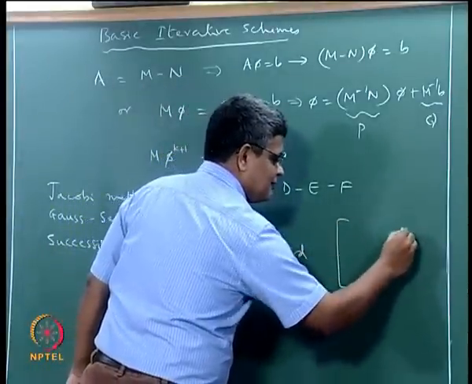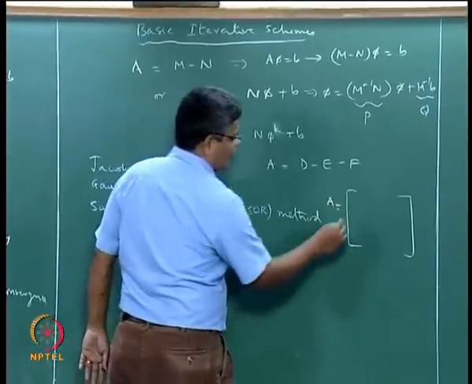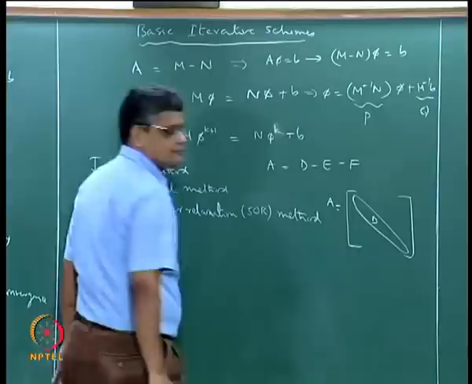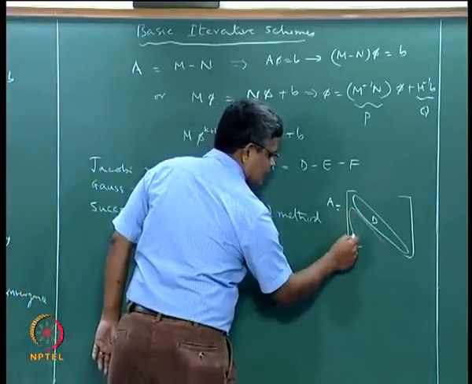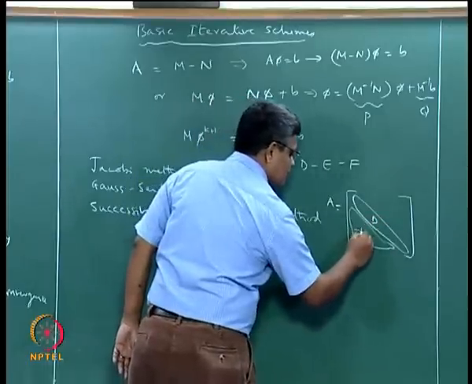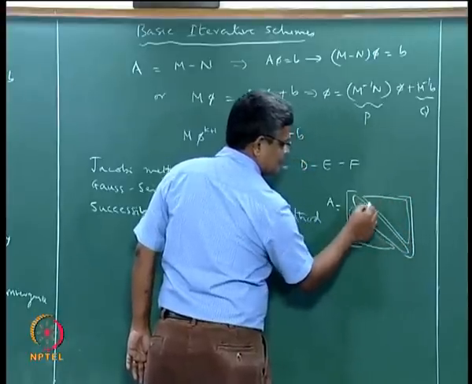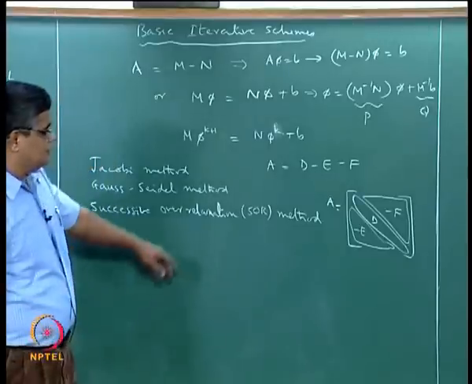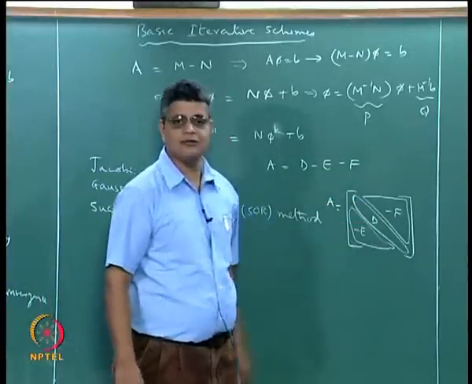If you take this A matrix, all the diagonal elements together constitute D, and all the lower triangular elements except for the diagonal constitute minus E, and all the upper triangular elements except the diagonal will constitute minus F. So A is broken up into D minus E minus F.